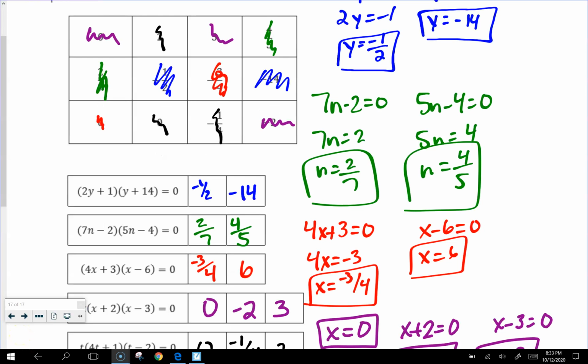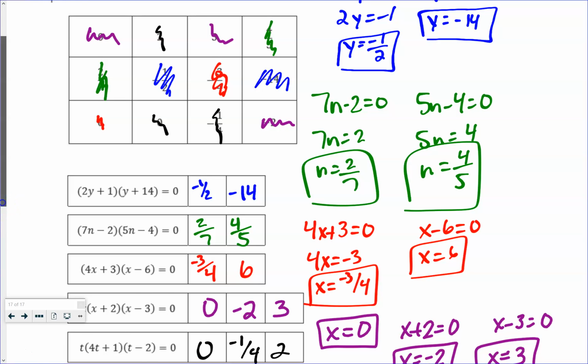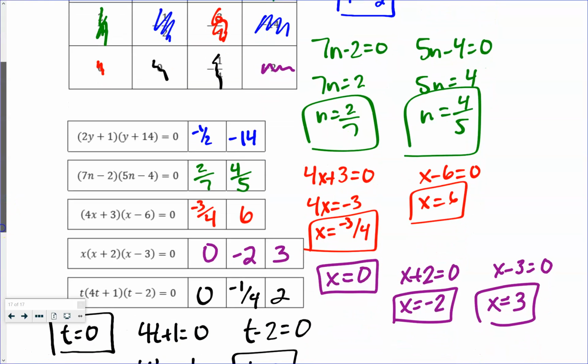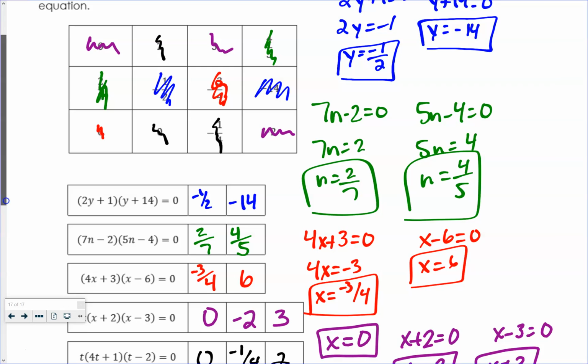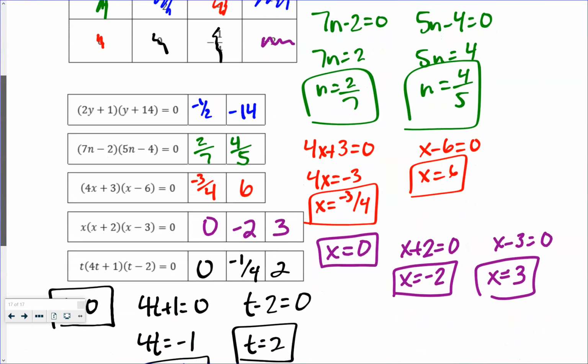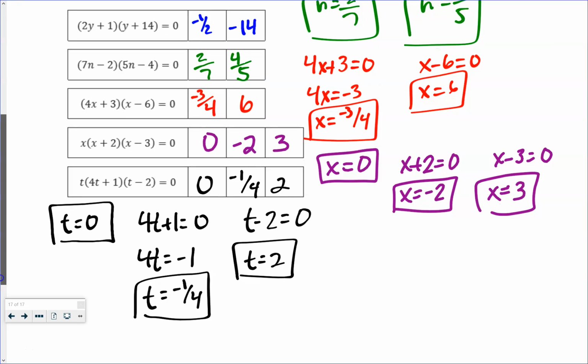All right guys, check your answers with mine. Everything was used once. I got negative 1/2 and negative 14. Then I got 2/7 and 4/5. Then I got negative 3/4 and 6. Then 0, negative 2, 3. And then 0, negative 1/4 and 2. And 0 showed up twice in your table, so I was able to use it twice for my answers. So here's all of my work. There's my work for the first couple problems, color coordinated, of course, and then for my last ones.